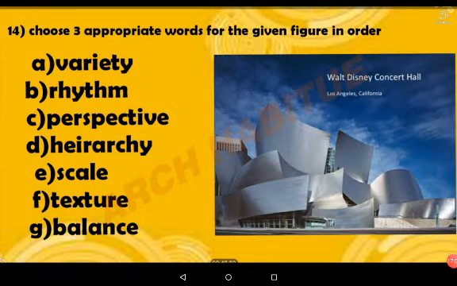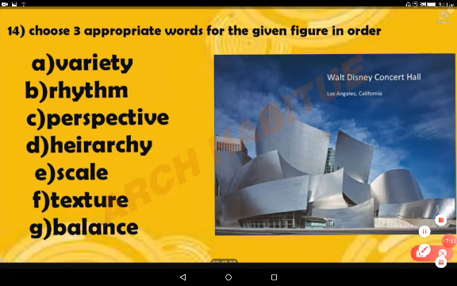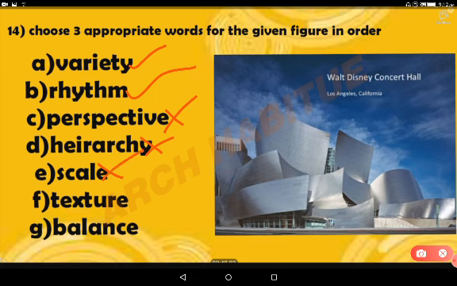Now this is our second last question. Walt Disney Concert Hall. Okay, we can see a variety of shapes. There is rhythm. There is no perspective. There is no hierarchy. There is no scale. Yes, there is some texture. And we are not sure about balance. So we will go with first rhythm, then texture, and then variety. Okay.